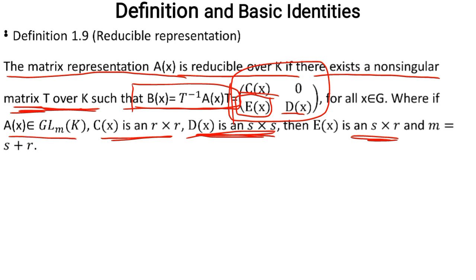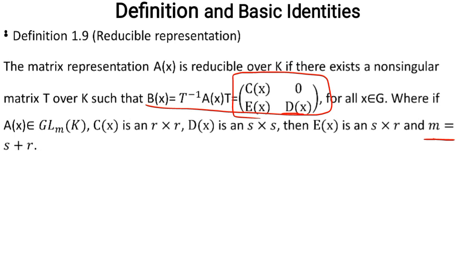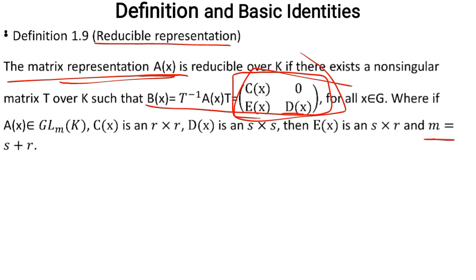And m, where is m coming from? You remember that A(x) is a matrix, isn't it? So that's the representation. This is just telling you that it comes from a general linear group of matrices of order m, okay? So m is going to be the sum s plus r. Once you have this, if you can represent A(x) again in this form, precisely this matrix, then we say it is reducible. Once you can represent this representation matrix A(x) in this form, we say it is reducible.